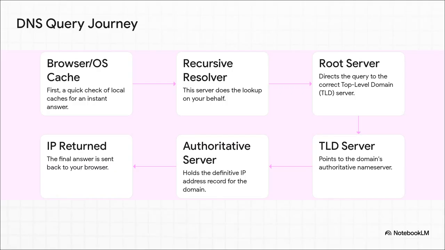All right, here's the roadmap for our little trip. It all starts right there on your own device with a quick check of your local caches. If the answer isn't there, the request moves on to what's called a recursive resolver. That's the server that does all the heavy lifting. From there, it has to ask a root server, which is basically a directory for the entire internet. That root server points it to the right TLD server, think .com, .org, whatever. And finally, the TLD server points to the authoritative server, which holds the prize, the actual IP address.